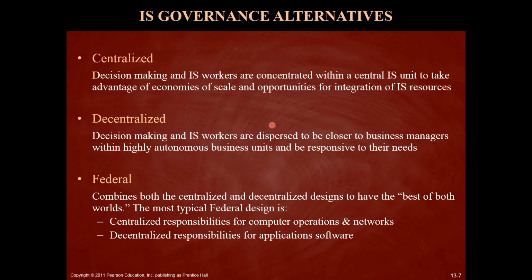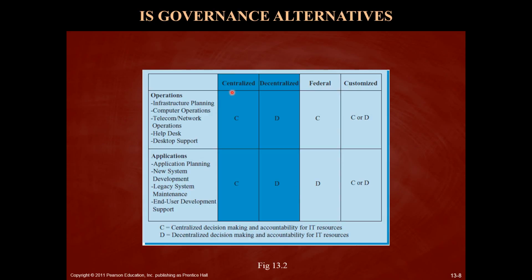Now, IS governance can be centralized, decentralized, or federal. Centralized means, as you can see here, all decisions in relation to hardware operations and software applications are made at the level of the IT department. Decentralized means all the decisions and operations in relation to the hardware infrastructure, networking infrastructure, and application software are delegated to individual departments and units. For example, in a big, diversified corporation that has many companies, each company is responsible for their own IT infrastructure and set of applications.